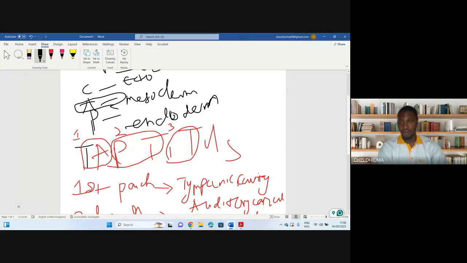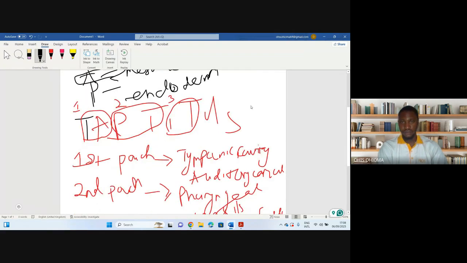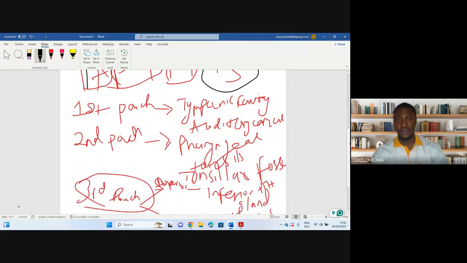Yeah, that's the way I remember it to make it easy. And so this guy contributes to the fourth pharyngeal pouch, right? So this is a lot. This is just a summarized way of remembering it.